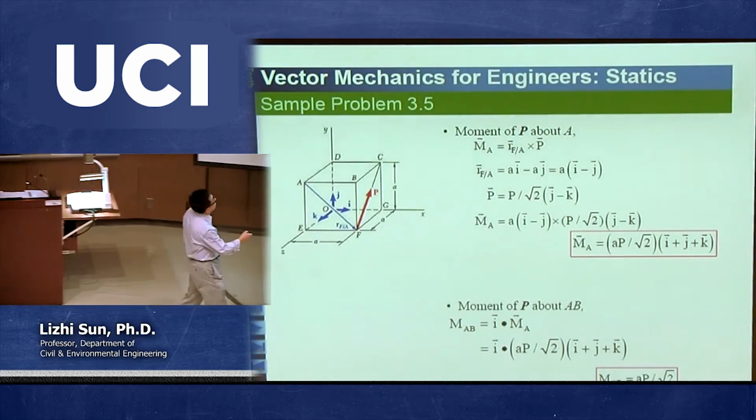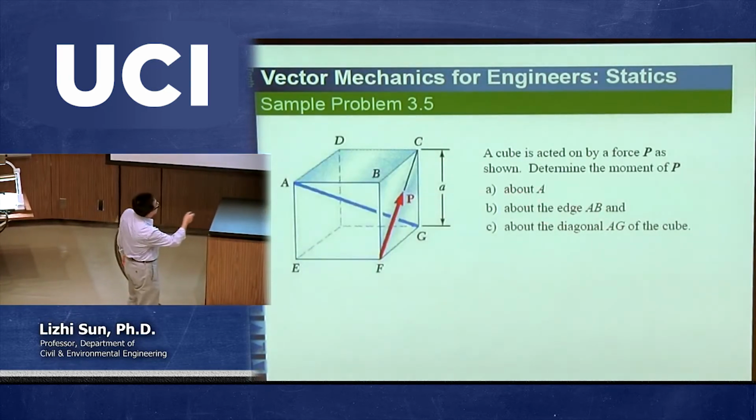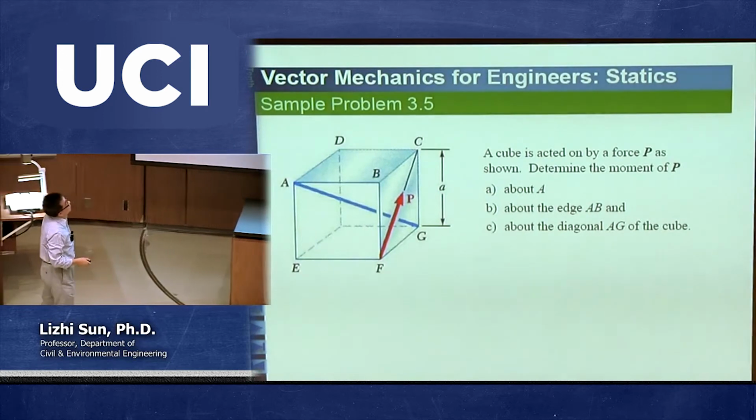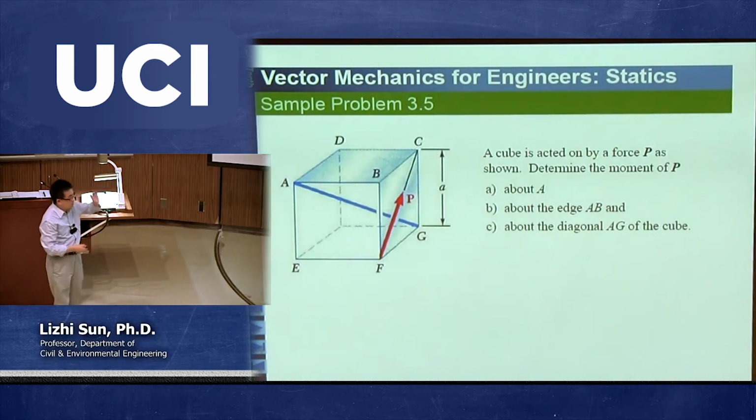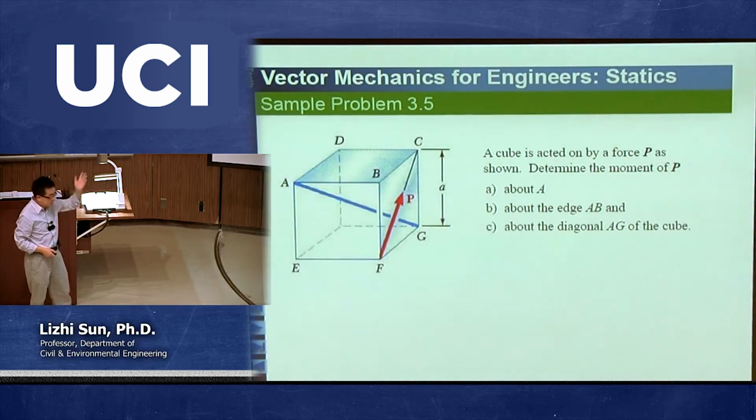Okay, if you have no questions, let's move to the second. Determine the moment of this P about the given axis, or called edge AB. Where is the edge AB? This is edge AB, right? So obviously this is the moment of a force about a given axis. That's the second type of moment, which is the projection.